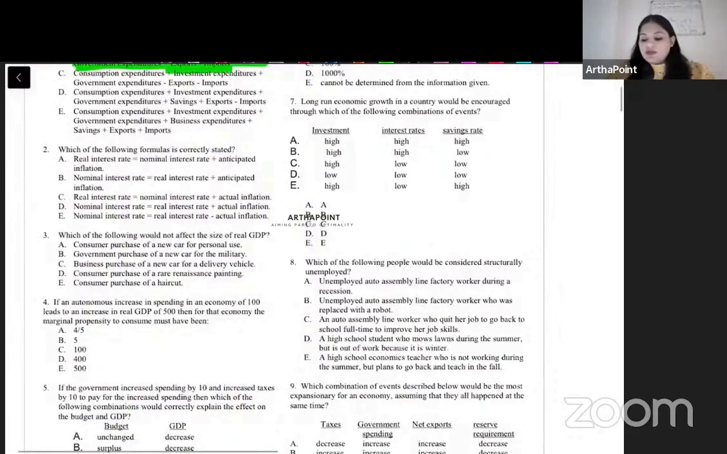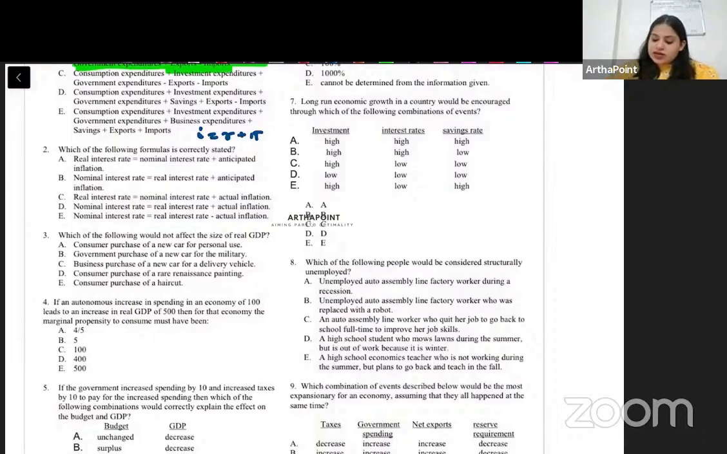Which of the following formulas is correctly stated? So this is the relationship between I, R, and pi. And we know that the correct relationship that we have is actually I is equal to R plus pi. That is the correct relationship that we have, right? So on that basis, if I look at the options, we would know that option B is correct. I is equal to R plus pi. This is the correct option.